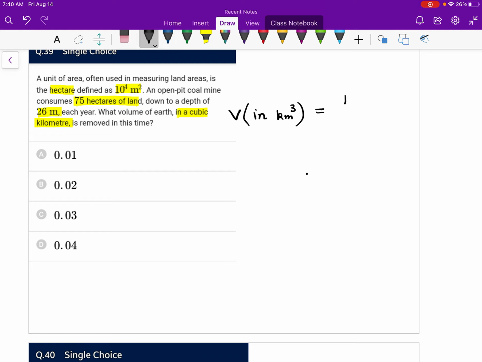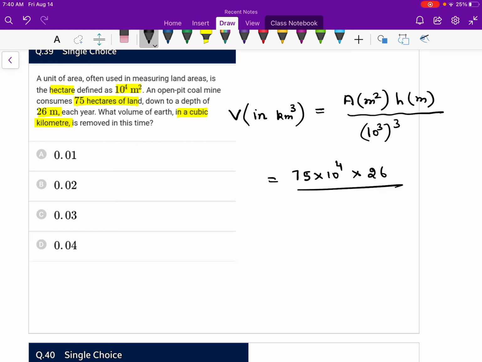Cubic kilometer is area in meter square times height in meter, upon 10 to power 3 raised to power 3, kilometer into kilometer into kilometer, because we need to convert it into cubic kilometers. So area is 75 hectares, so 75 into 10 to power 4, and depth is 26 meter, upon 10 to power 9.